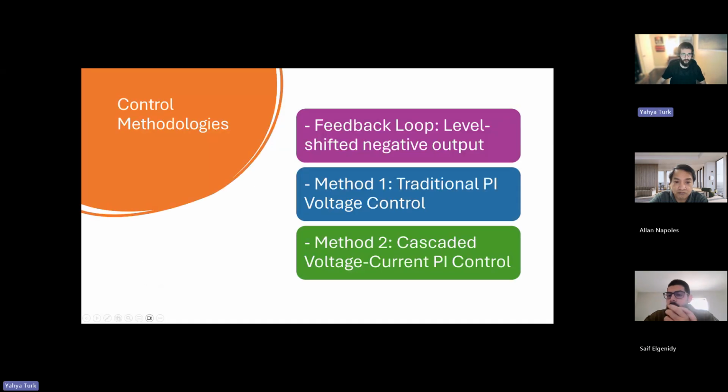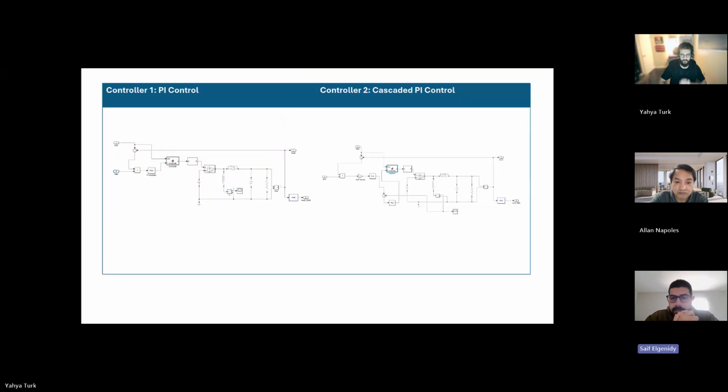Okay, and then back to Saif for control methodologies. The first control method is a standard PI controller. As we can see in the next, here the first controller measures the difference between the reference voltage and the output voltage, and then adjusts the duty cycle to minimize that error. The difference between the voltages is then multiplied with the gain and fed to the PI controller, which is then fed as an input to find the duty cycle to regulate the circuit.